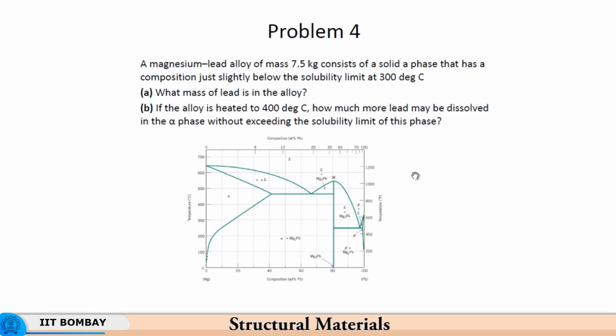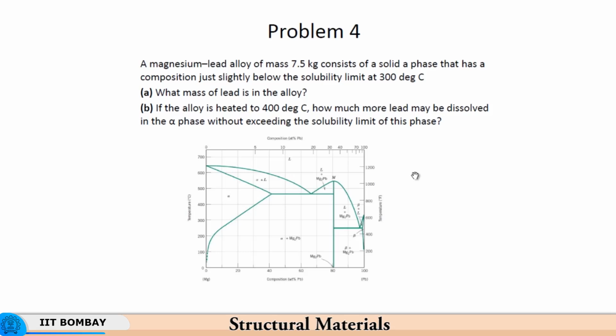So first we have to find out the proportion of alpha and the proportion of the eutectic that is generated, that is, how much of alpha gets converted to eutectic. So here you need to determine the total amount of eutectic that is present, and then out of 7.5 kilograms, how much is eutectic and how much is alpha will become known.